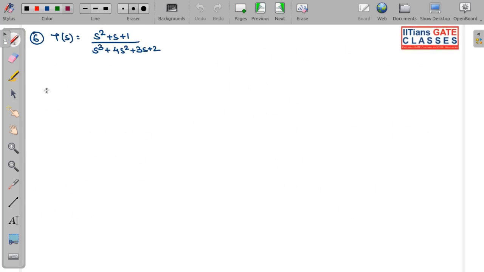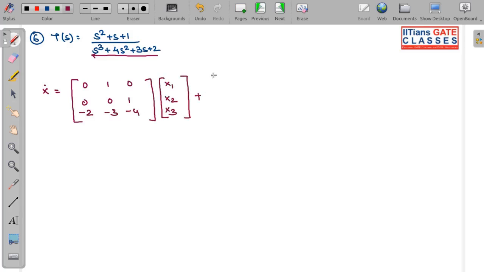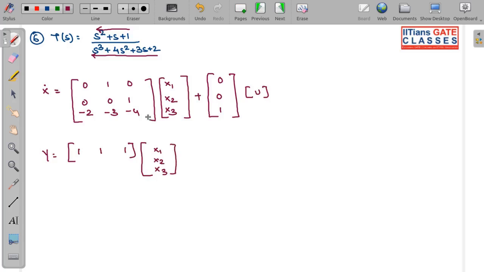Similarly, if you want to write for a third-order system, x dot will be equal to [0 1 0; 0 0 1; -2 -3 -4] times [x1 x2 x3] plus [0 0 1] u, and y is equal to, from this direction, [1 1 1] times [x1 x2 x3]. So this you are going to write.